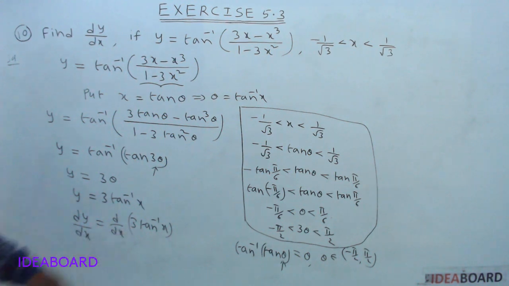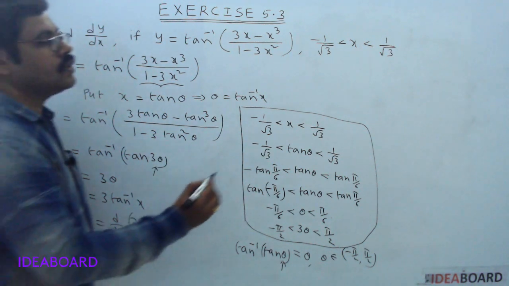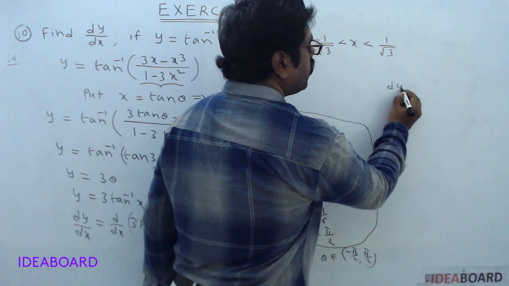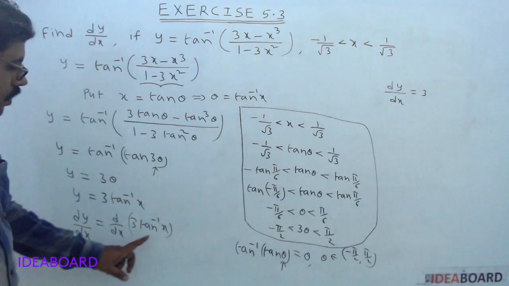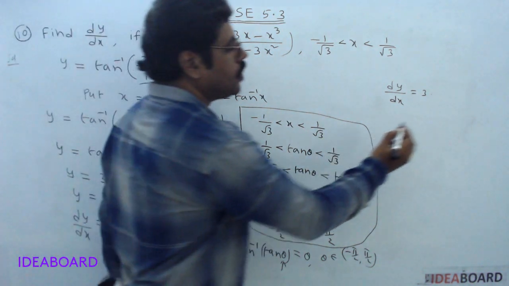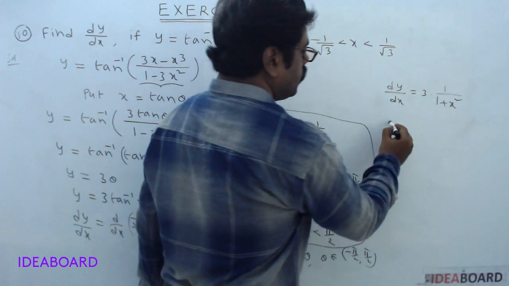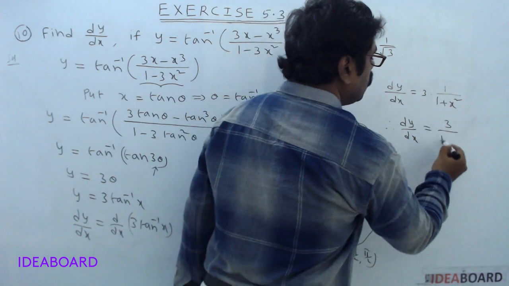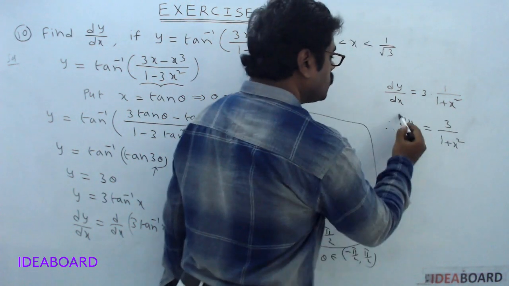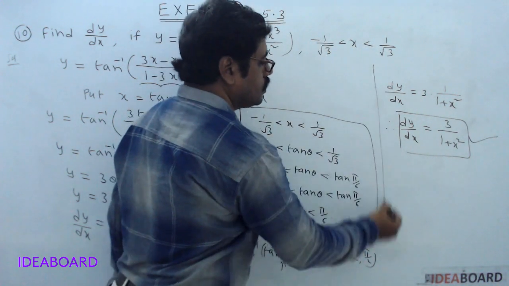Now here 3 is the constant term, so this term can be expressed as 3 into the derivative of tan inverse of x. So dy by dx is equal to 3 into the derivative of tan inverse of x. The derivative of tan inverse of x is 1 upon 1 plus x square. So therefore dy by dx is equal to 3 divided by 1 plus x square. Now this is the final answer to our given question.